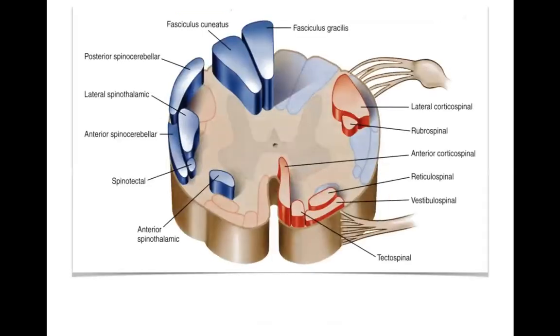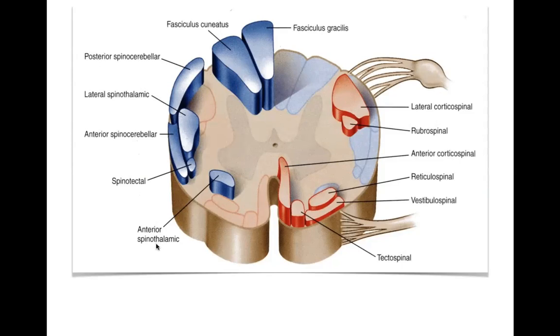We have here a 3D representation of the different tracts. Shown in blue are the different ascending tracts, such as the fasciculus cuneatus and fasciculus gracilis. The others would include the posterior spinocerebellar, lateral spinothalamic, anterior spinocerebellar, and spinotectal, as well as the anterior spinothalamic.